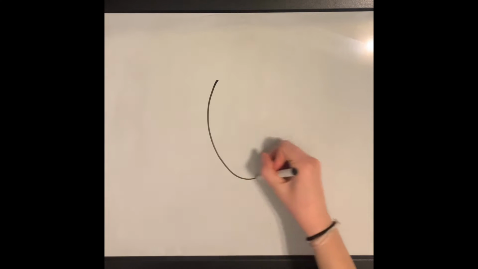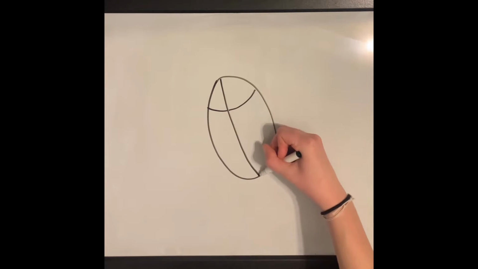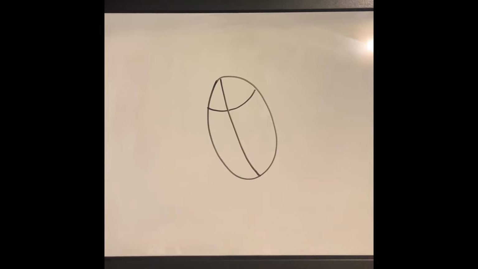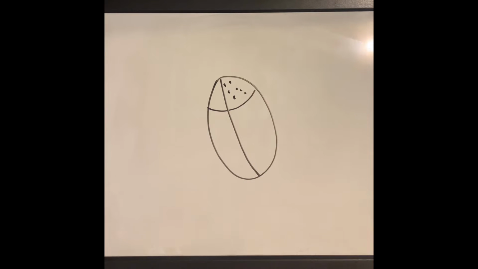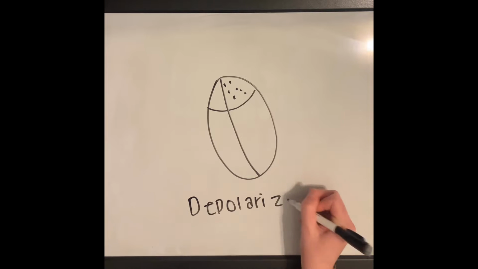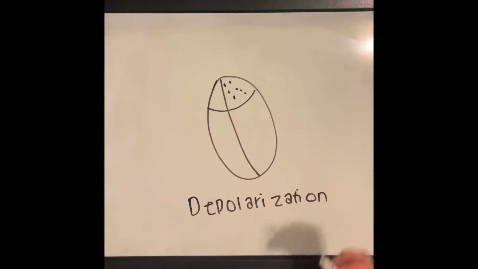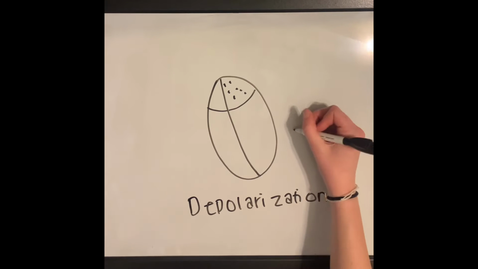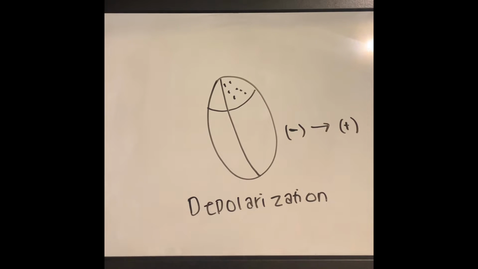This is the heart. We have the atria and the ventricles. Electrical signals propagate through the heart. This is a phenomenon referred to as depolarization. Depolarization is a cascading effect of the cells in the heart becoming more positive. So from negative to positive.